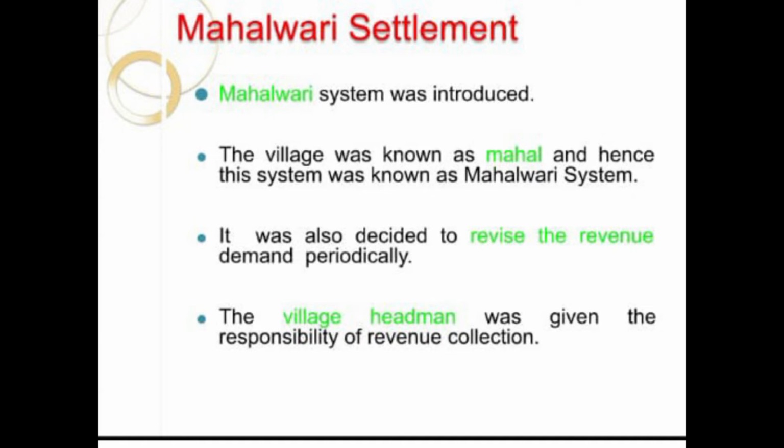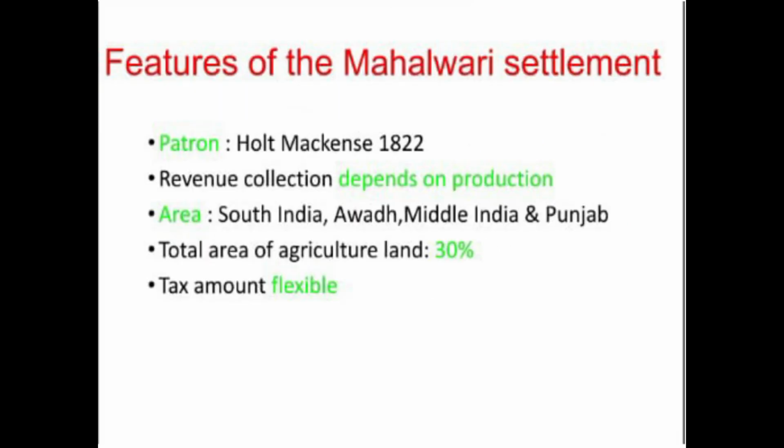It was also decided to revise the revenue demand periodically. Previously it was fixed, and when there was agricultural failure, when there was no productivity, still the farmer, the peasant, was compelled to pay. And if the zamindar was not paying the tax to the British, he lost his zamindari. So now periodically the tax payment system is revised, and the village headman was now given the responsibility for the collection of revenue. The features of this Mahalwari system: it was introduced by Holt Mackenzie in 1822.